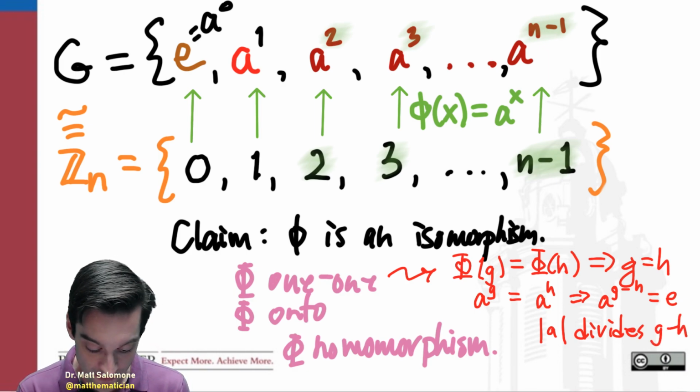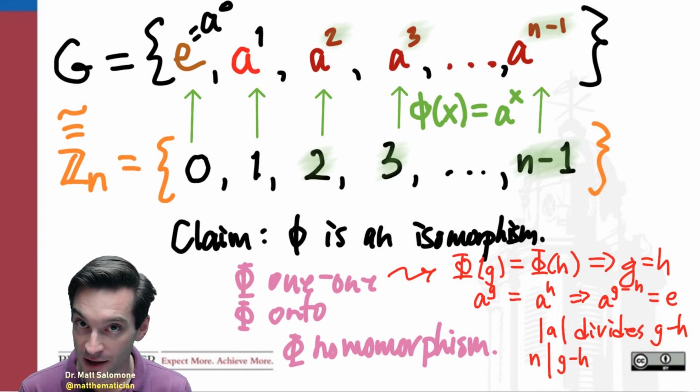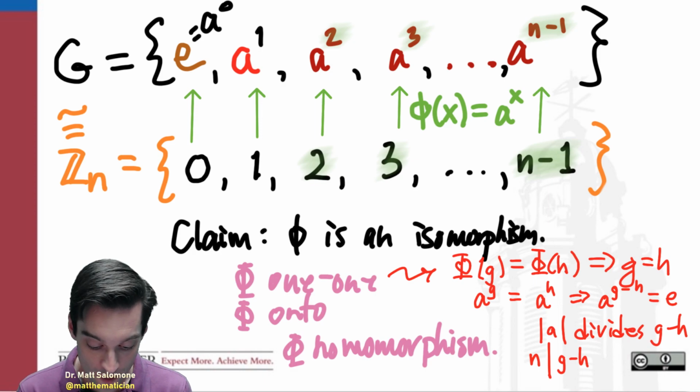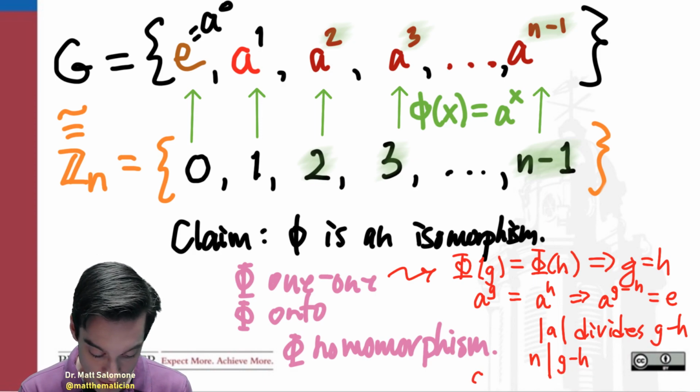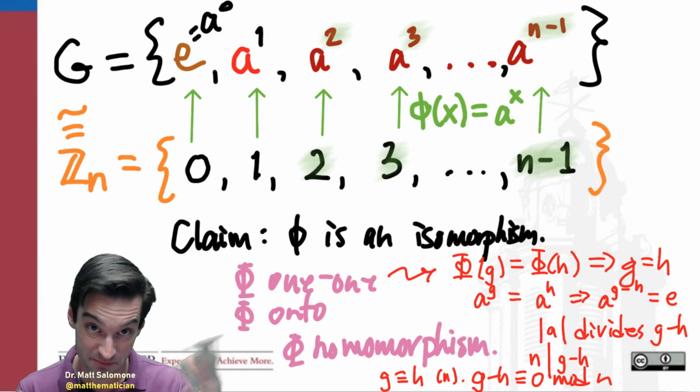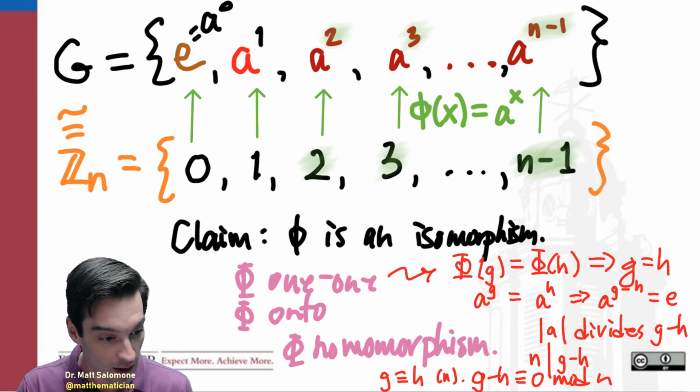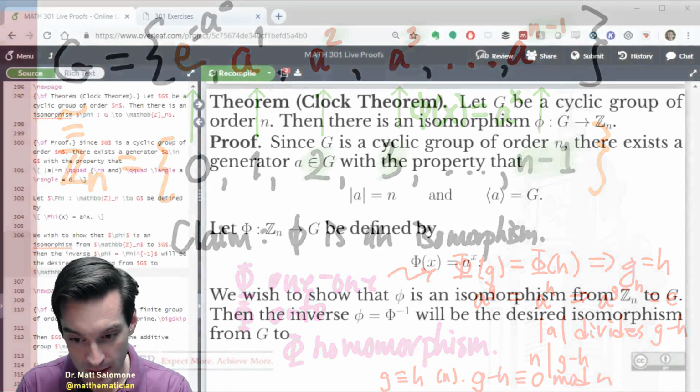And if the order of A divides G minus H, the order of A is what we're calling n, remember? n divides G minus H. But if n divides G minus H, that must mean that G minus H is congruent to 0 mod n. And so G must be congruent to H mod n. So there's my napkin scratch work. Let's go back into our proof and write this piece up.